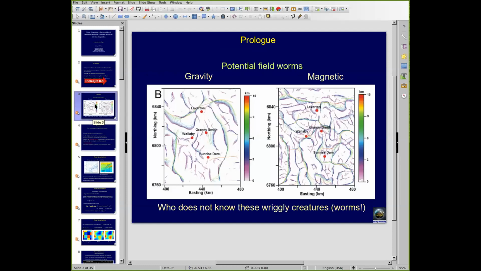Here is the potential field worms, as it is fondly called by the geoscientists. And these wiggly lines for both gravity and magnetics, which are being prepared and mostly being used at Geoscience Australia and possibly across the country, where Dr. Peter Milligan has made tremendous contributions. But how can such a picture or image be prepared?